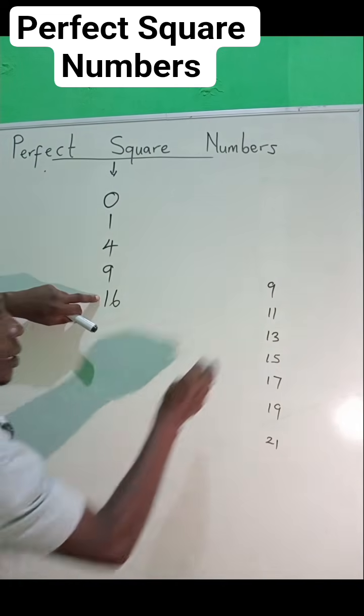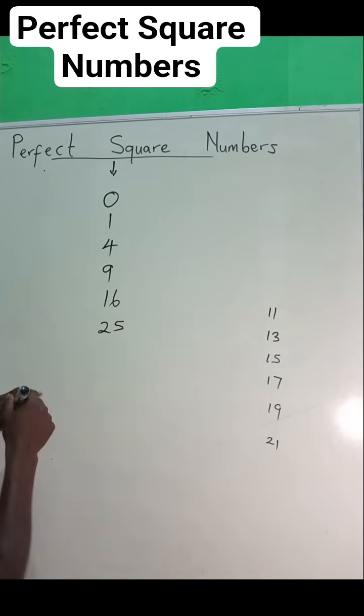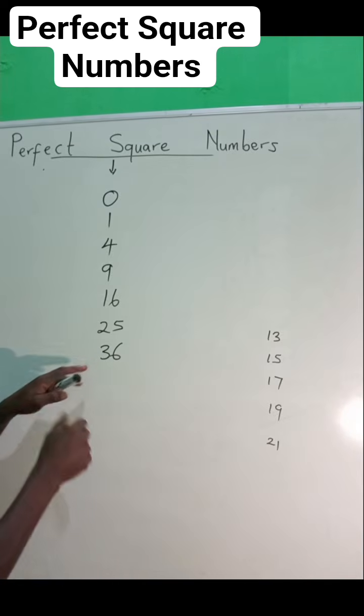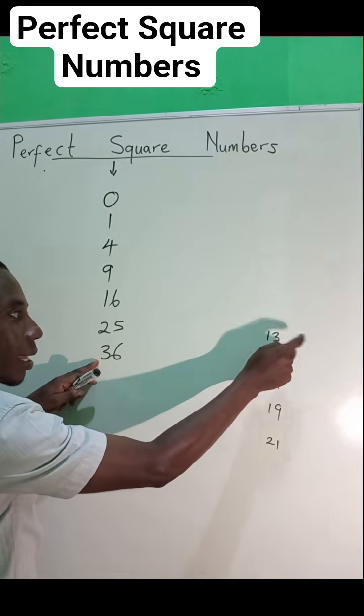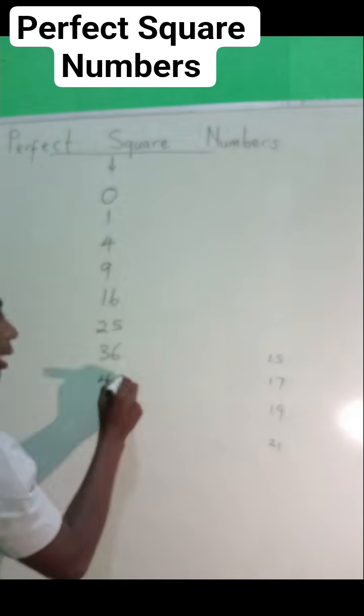The next one is 9. I add this 9 to this 16, that is 25. The next one is 11. I take this 11, I add it to 25, it will give me 36. The next one is 13, okay? 13 plus 36, that will give me 49.